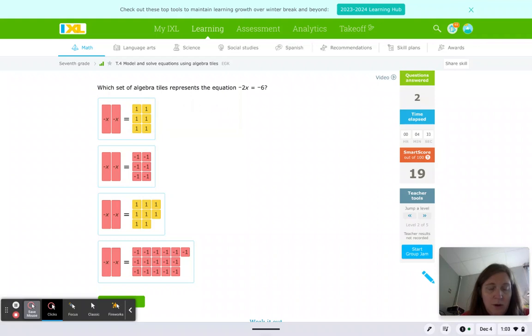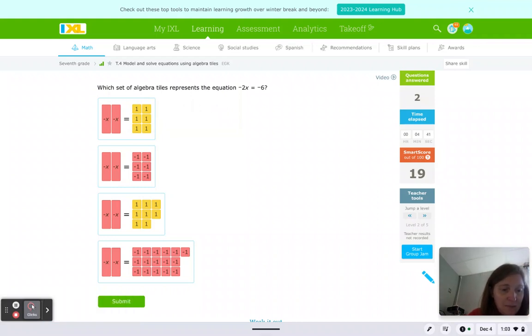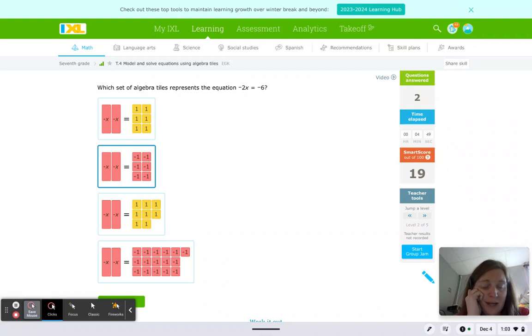And then which one represents negative 2x equals negative 6? Well, the top one here has positive 6, and the third one has positive 6. The second one's the only one that has negative 6, so negative 2x and negative 6.